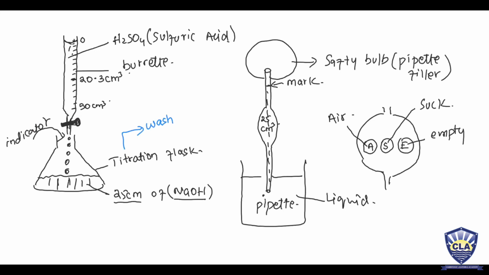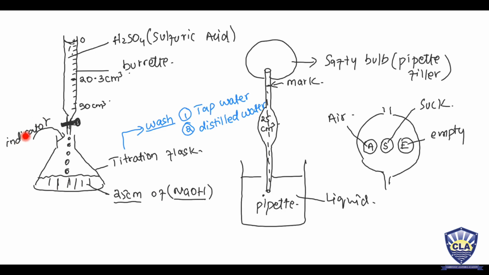When you want to wash it, you should wash it with two things. The first thing you should use is the tap water, and the second thing you should use is distilled water. Firstly, wash this titration flask with the tap water, and then wash it with the distilled water, and then again transfer 25 cm cube of the sodium hydroxide in it.